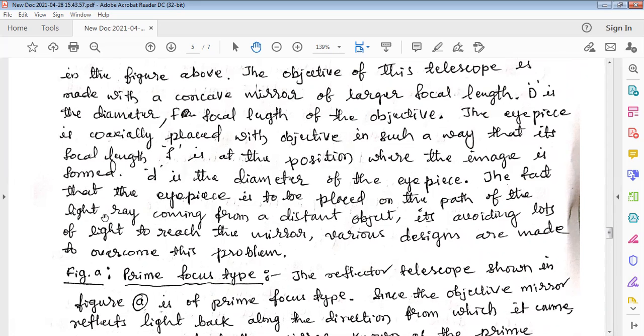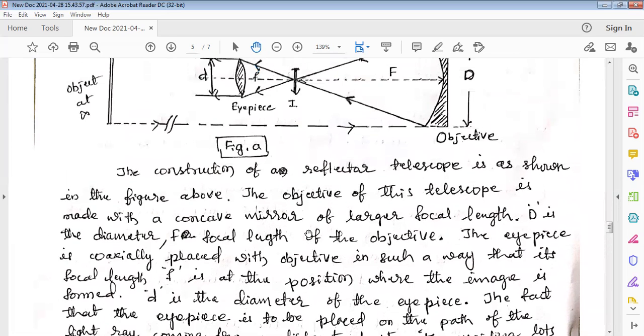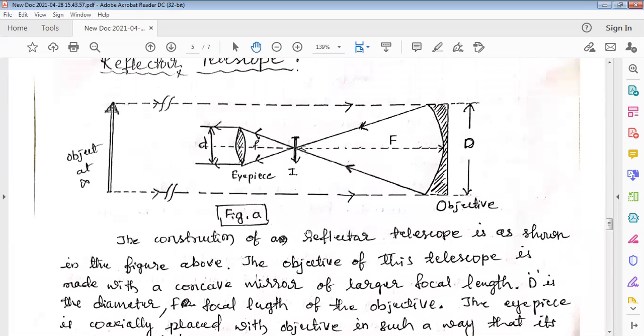The fact that the eyepiece has to be placed on the path of the light rays coming from a distant object prevents a lot of light from reaching the mirror. So various designs are made to overcome this problem. You can see this problem here. Since we are using a concave mirror as an objective, it reflects the light rays falling on it back in the same direction in which the light was incident. So that was the biggest problem.